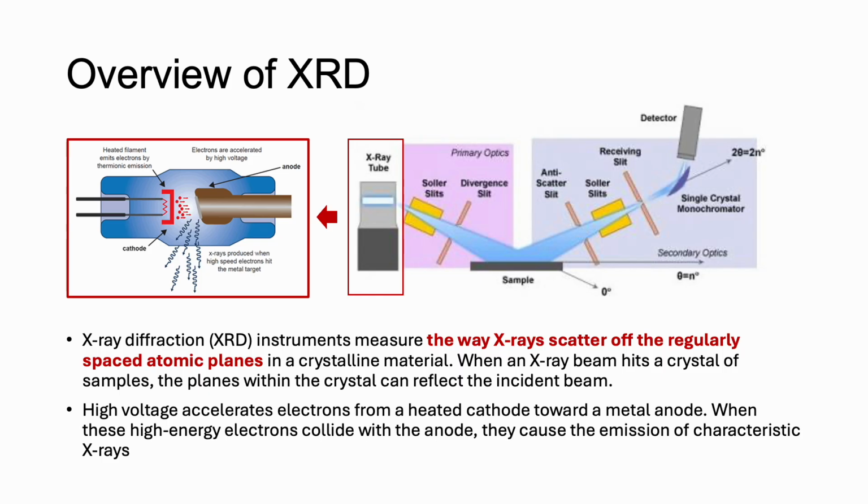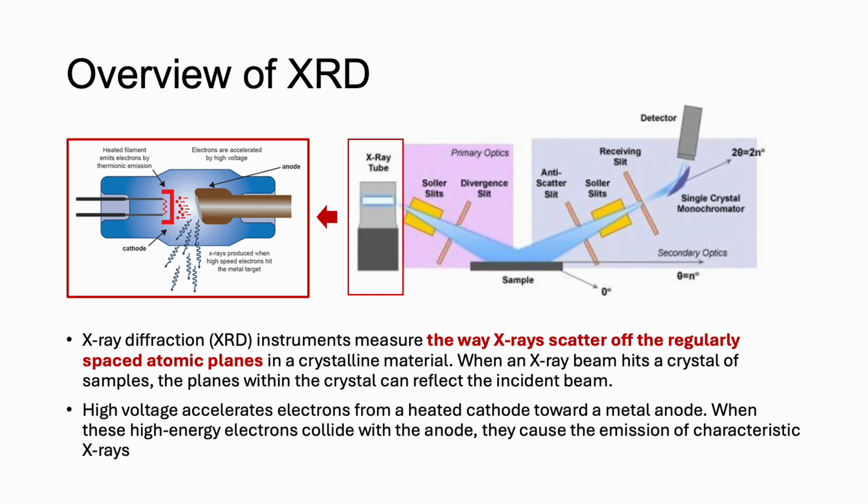Next, let's take a closer look at how the XRD instrument works. The system essentially consists of an X-ray tube, which generates X-rays by accelerating electrons using a high voltage toward the metal anode. When these high-energy electrons strike the anode, they emit X-rays that are characteristic of the metal used, commonly copper. And these X-rays then hit the sample, and as they interact with the crystal lattice, they are diffracted at specific angles.